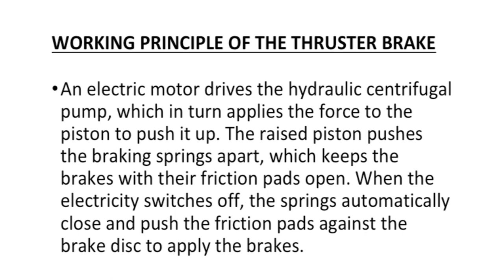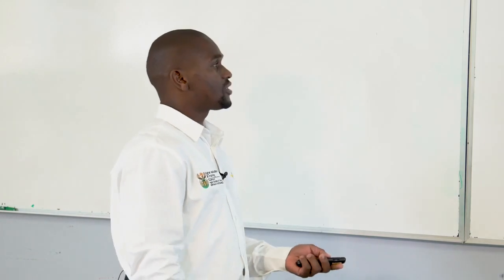An electric motor drives the hydraulic centrifugal pump, which in turn applies force to the piston to push it up. The raised piston pushes the braking spring apart, which keeps the brakes with their friction pads open. When the electricity switches off, the springs automatically close and push the friction pads against the brake disc to apply the brake. So this is the working principle of the thruster brake.